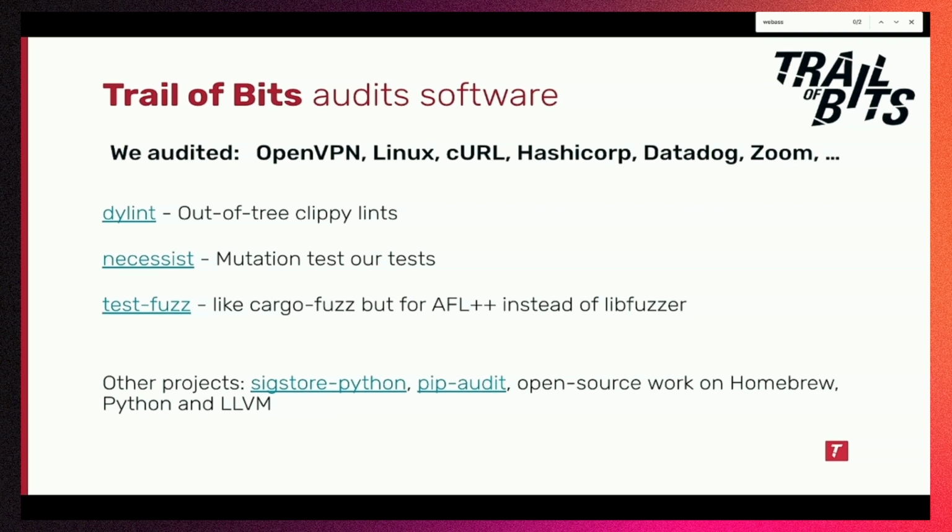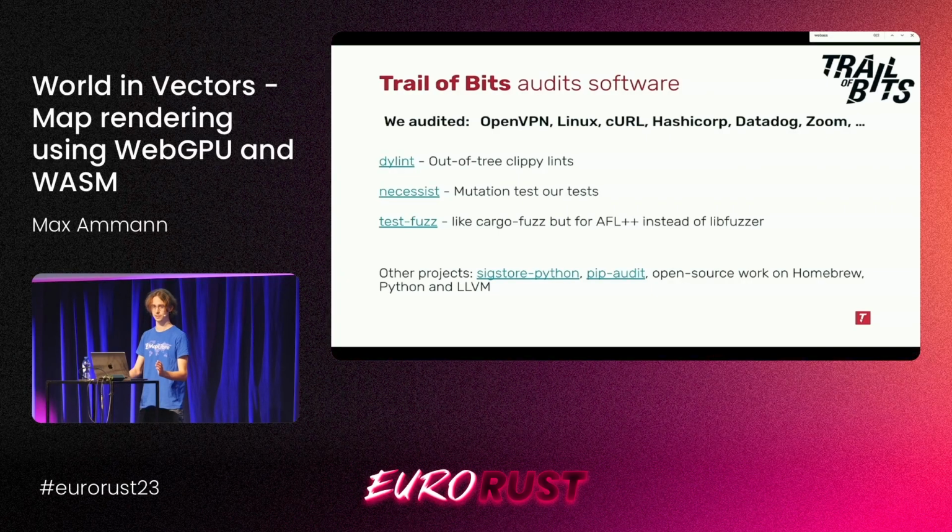We also have a lot of Rust tooling available. One is called dylint, which is basically Clippy, but you can load lints from shared libraries. There's Necessist, which tests your tests. So it's basically mutation testing, but about your tests. And there's test-fuzz, which is similar to cargo-fuzz, if you know that, but test-fuzz works with AFL++ instead. Apart from that, we're also doing a lot of stuff in the open source world. For example, Sigstore in Python is one of our projects.